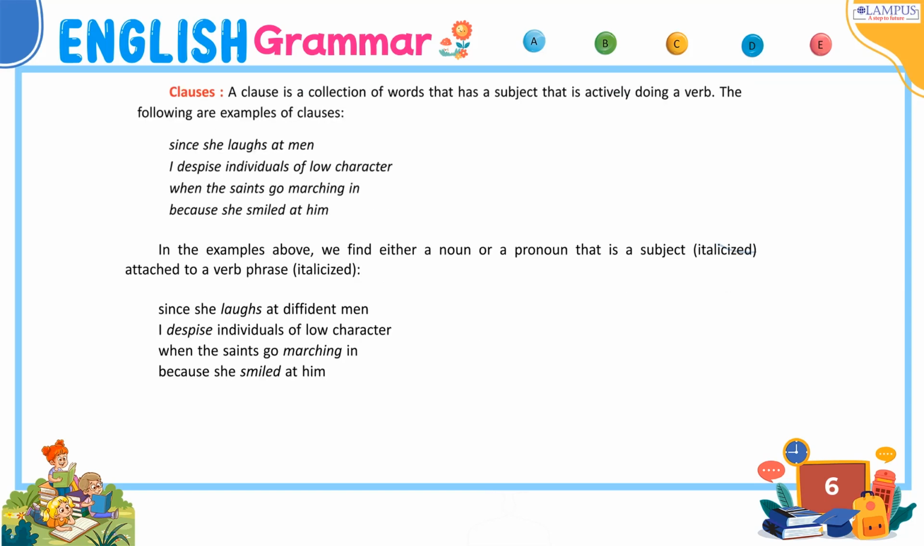Clauses. A clause is a collection of words that has a subject that is actively doing a verb. The following are examples of clauses. Since she laughs at men, I despise individuals of low character. When the saints go marching in, because she smiled at him. In the examples above, we find either a noun or a pronoun that is a subject, italicized, attached to a verb phrase, italicized. Since she laughs at diffident men, I despise individuals of low character. When the saints go marching in, because she smiled at him.